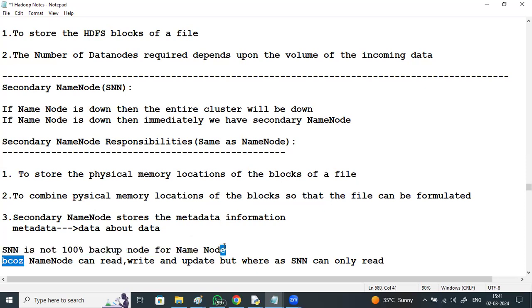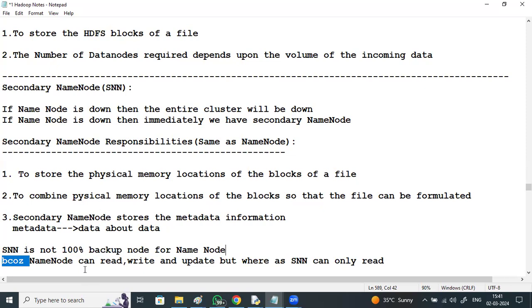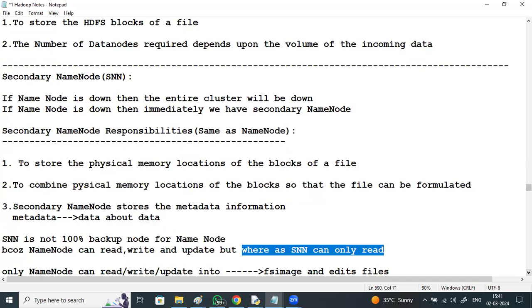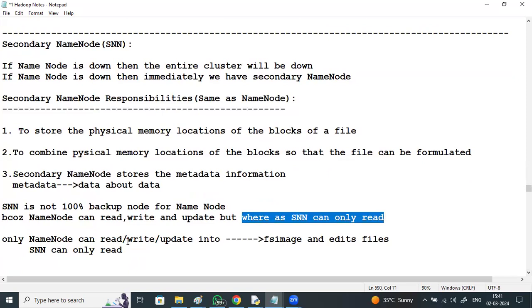Secondary name node is not a 100% backup node for name node, because name node can read, write, and update, whereas secondary name node can only read, right? Yes. See, name node can read, write, and update.